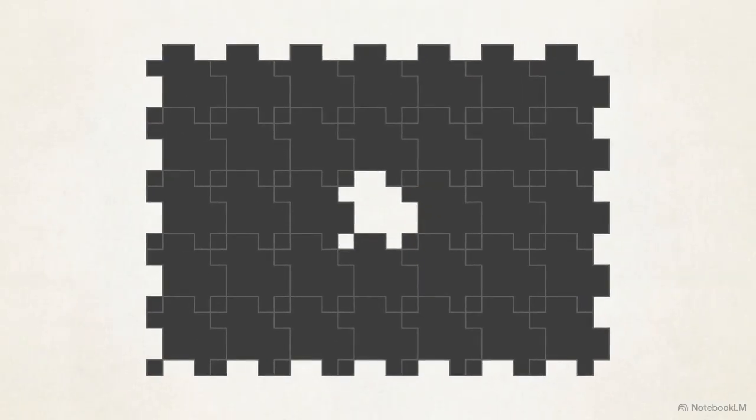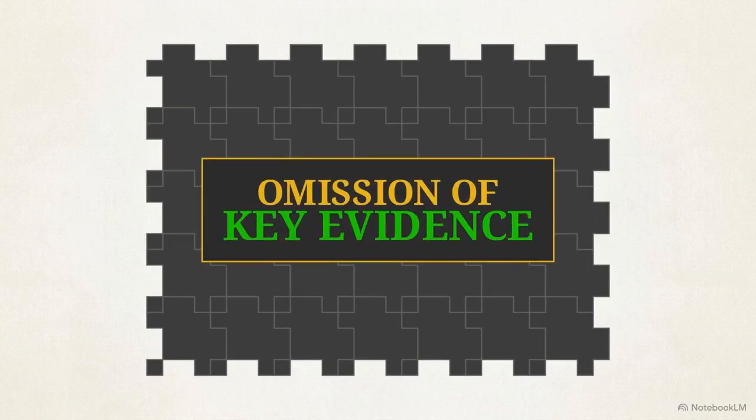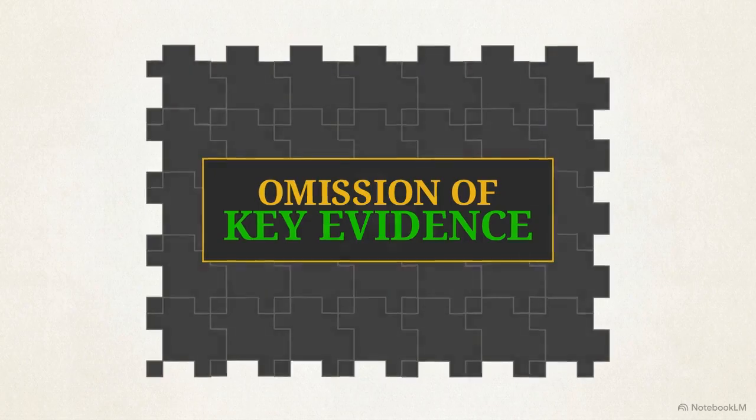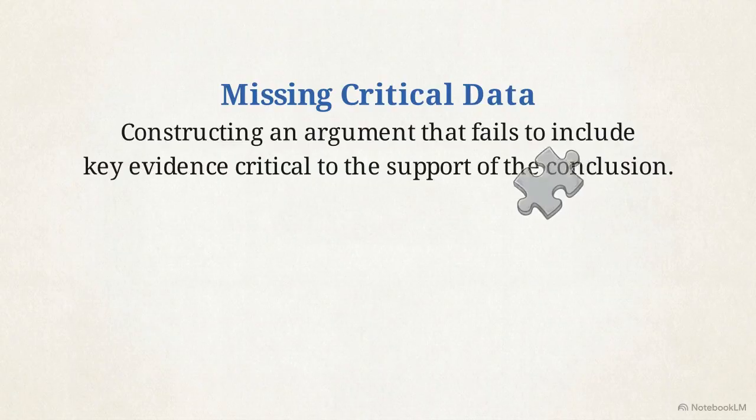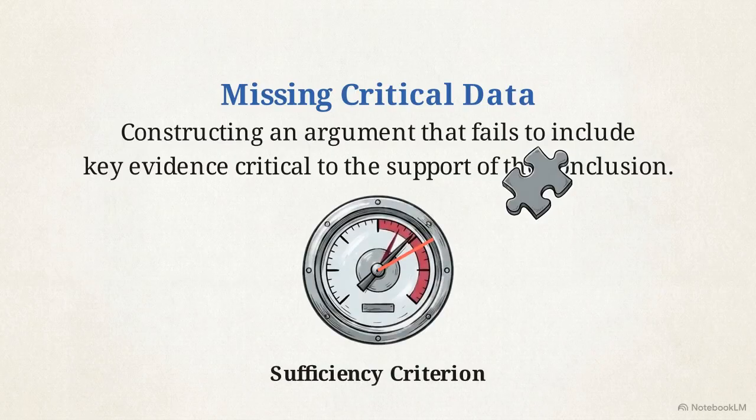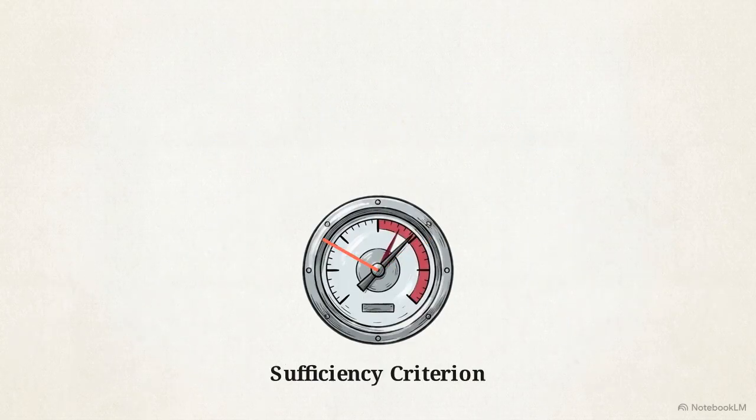In logical argumentation, this exact scenario happens constantly. It is called the omission of key evidence fallacy. This occurs when an arguer fails to include the exact, specific evidence that is absolutely critical to supporting their conclusion. This is a fatal violation of what logicians call the sufficiency criterion. Without this core piece of evidence, the structural integrity of the argument drops to zero. The conclusion simply cannot stand.